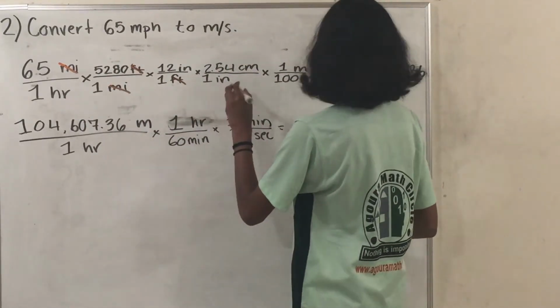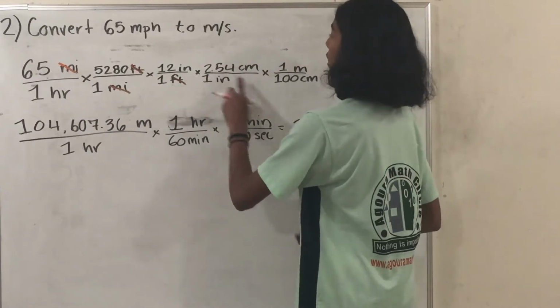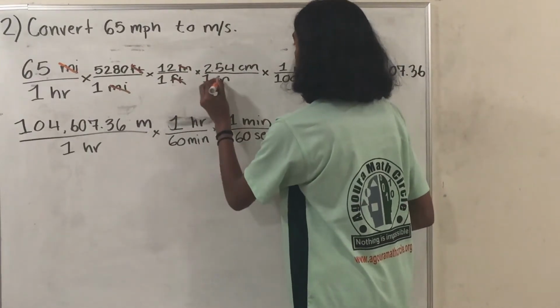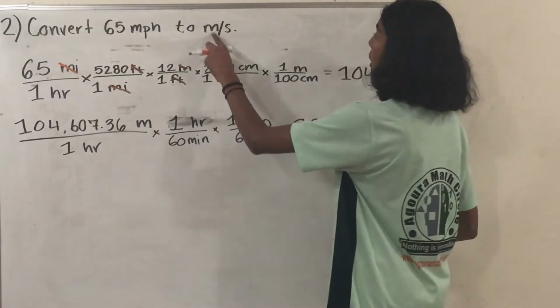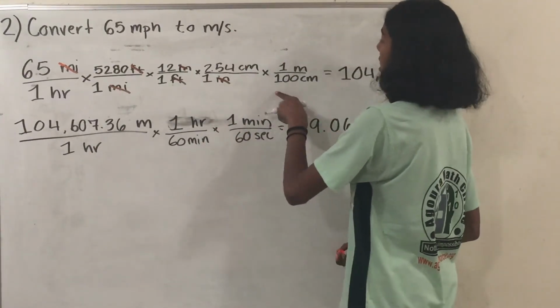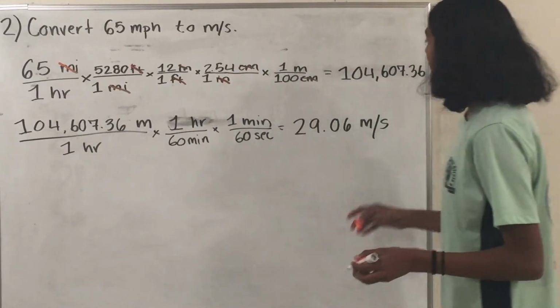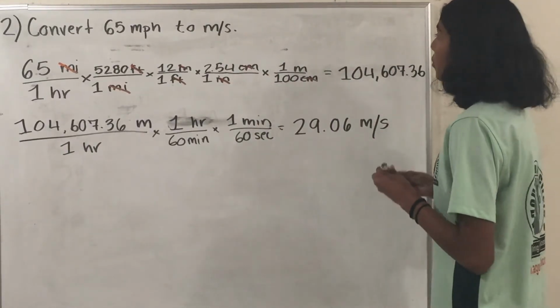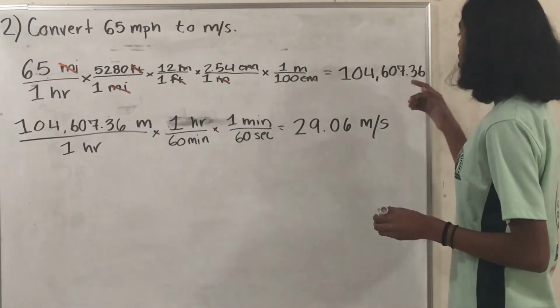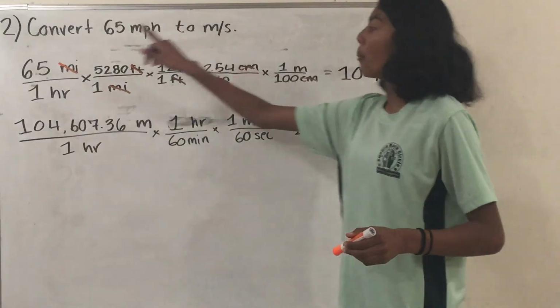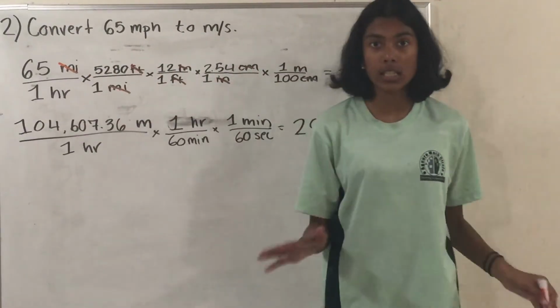So we're going to convert these inches to centimeters. And there are 2.54 centimeters in 1 inch, and these inches are going to cancel out. Then we want meters. So there are 100 centimeters in 1 meter, so we divide by 100. And then we get that so far we are traveling at 104,607.36 meters per hour, because we haven't converted to seconds yet.